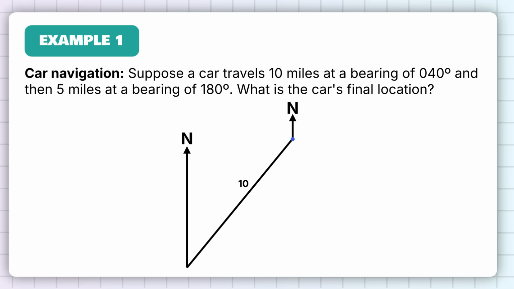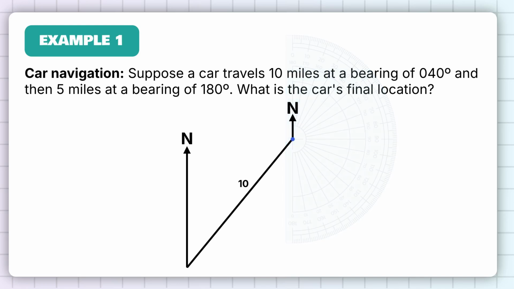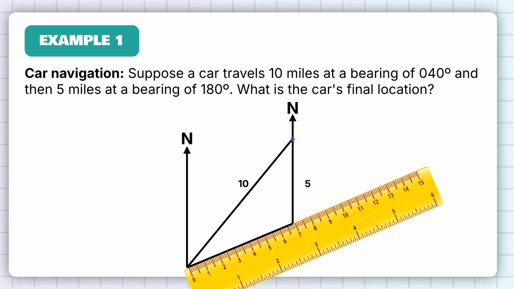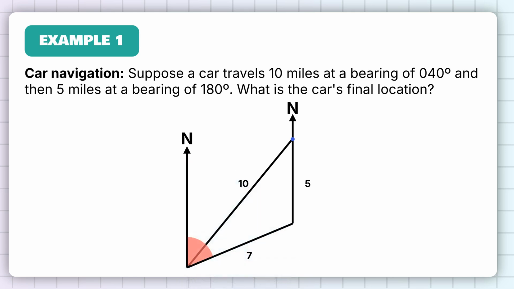From the new starting point, place the protractor again and measure 180 degrees, which is directly south. Draw a second line of 5 miles, using the same scale factor as the previous line of 10 which was drawn. Then connect the starting point to the final endpoint using a straight line. Measure the length of this line to determine the distance with your chosen scale factor. We find that this length is about 7 centimeters, which is 7 miles in real life. Then, use your protractor to measure the angle from the starting point's north to this line. This gives you the bearing from the original point, which is about 068 degrees.